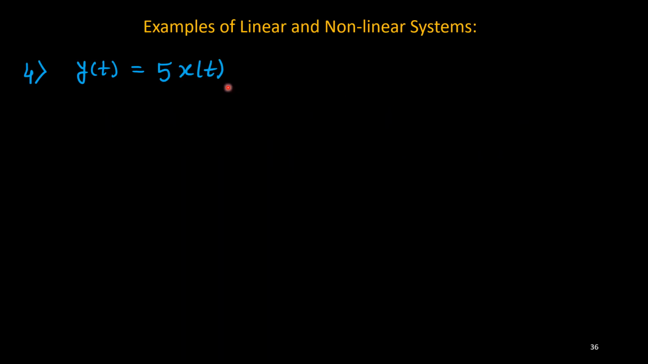So what are the linear systems? Is it a linear system? y of t equals phi of x of t. Yes, its power is 1. So you can see if we multiply the input by 2 times here, the output is also multiplied by 2 times. Right? So it will follow both homogeneity and additivity. So this system is a linear system.